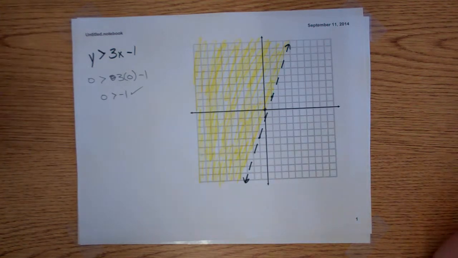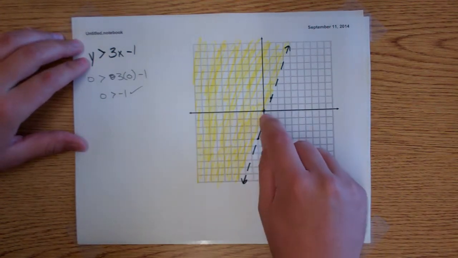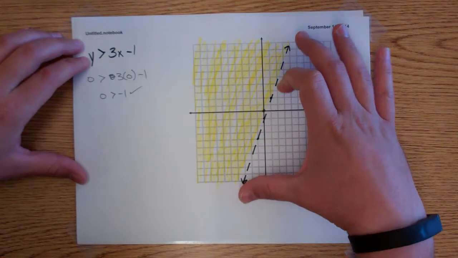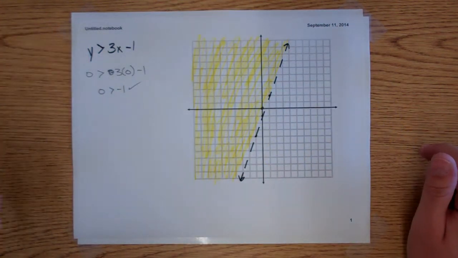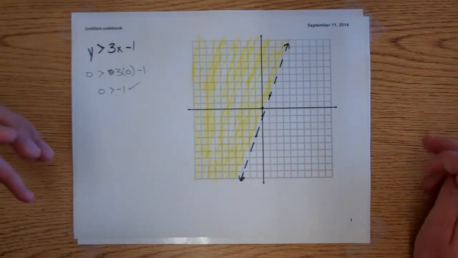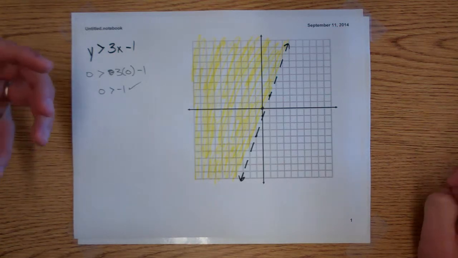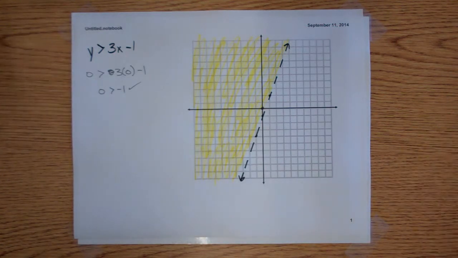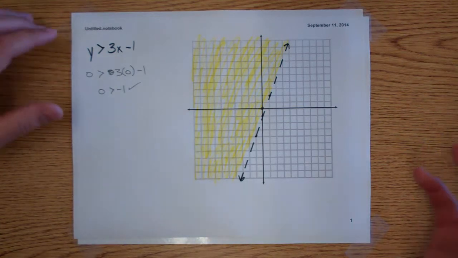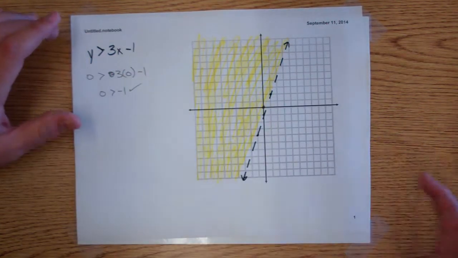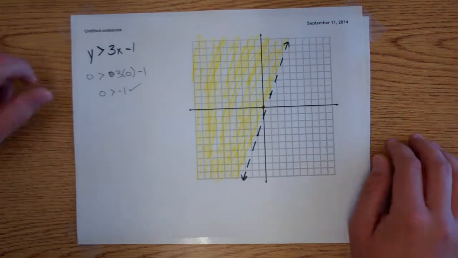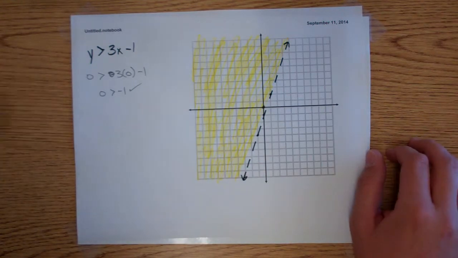If you can't figure out which is which, just pick a test point. Remember, your test point cannot be on your boundary. I usually pick 0, 0, because normally 0, 0 is not on your boundary. If it is, pick something else easy, like say 1, 1. All right? Don't pick something complicated like -2, -4. Pick an easy point that you can easily plug in and solve for. Don't pick something crazy and complicated.